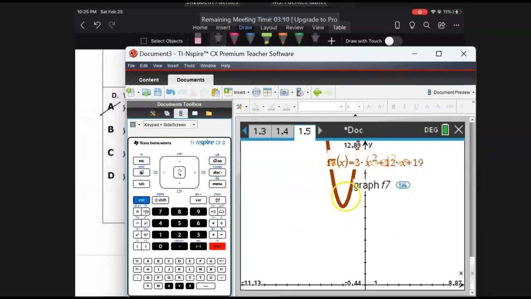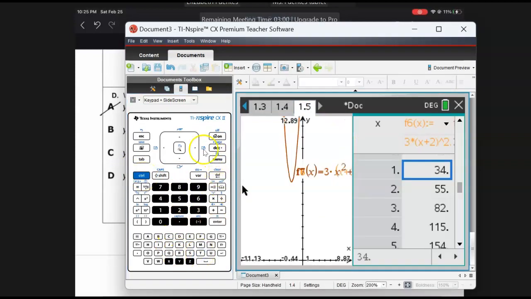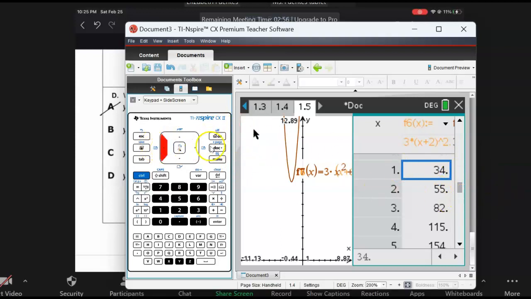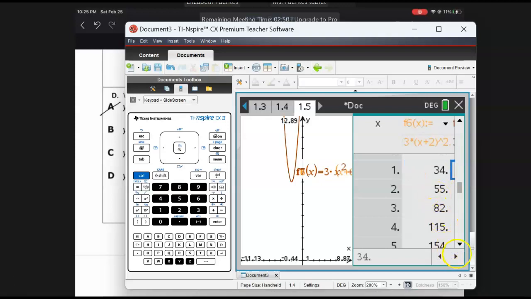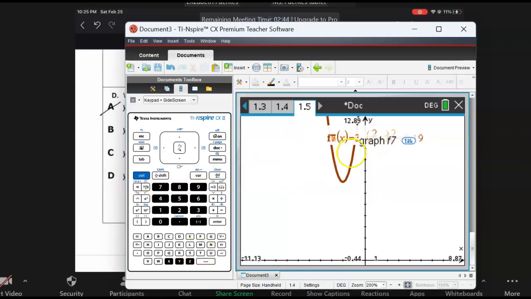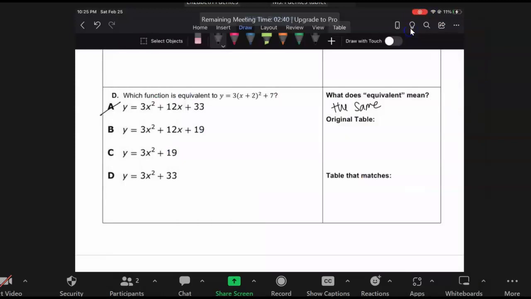Ooh, you can see that I can no longer see my orange graph. There is now a brown graph over it, which most likely means it's a table match or graph match, but I'll do Control T. You'll probably hear my dogs in the background. 34, 34, good. 55, 55, so you can tell that they match. My orange graph matches the other graph that's directly on top of it. So Control T to get rid of that. They are the same graph, overlapping on top of each other, which means my answer choice is B.